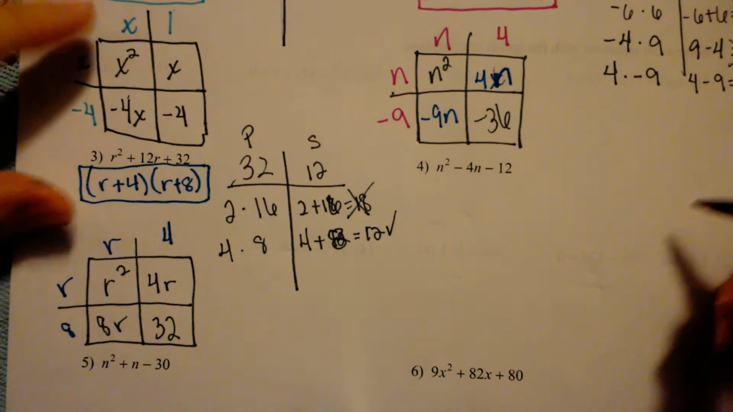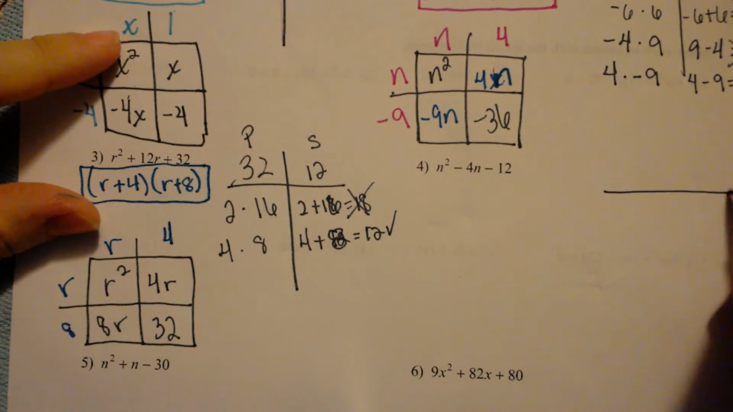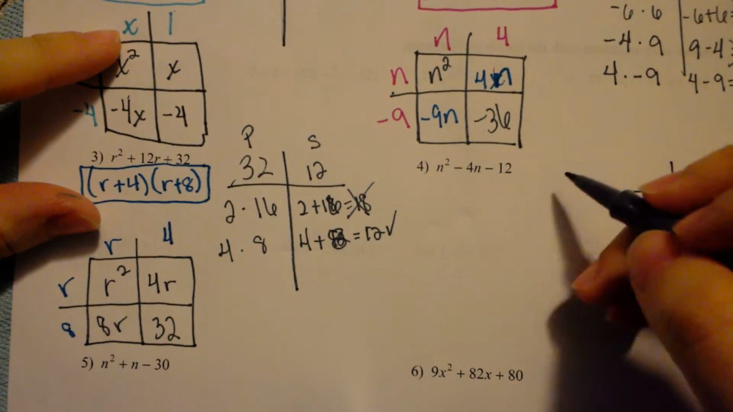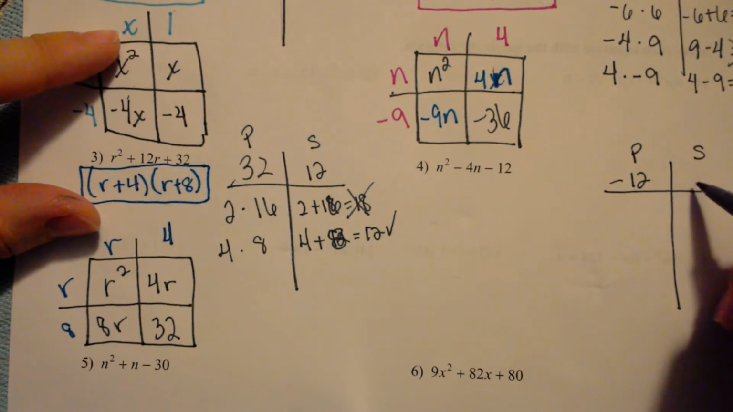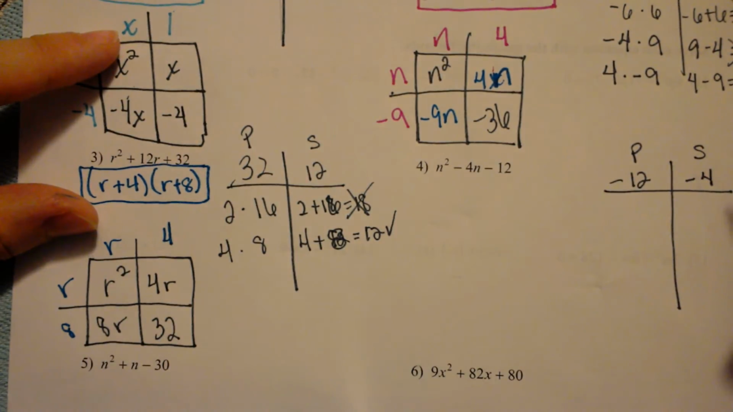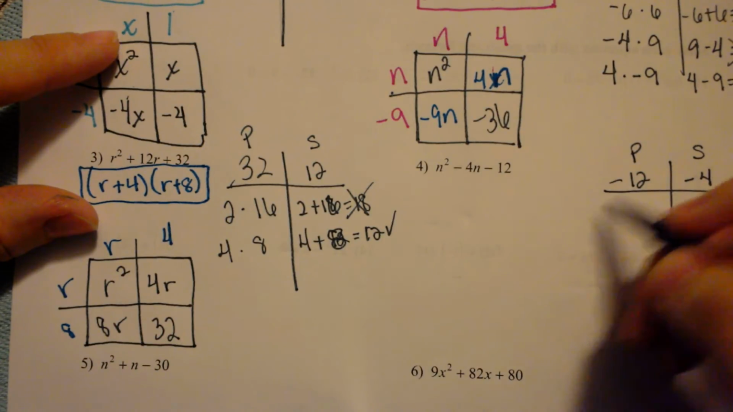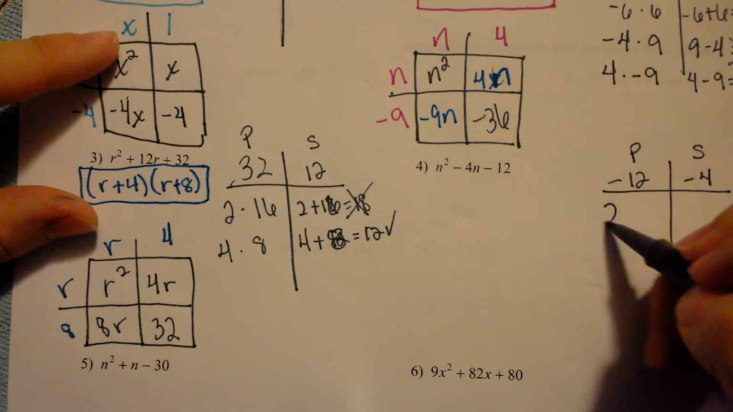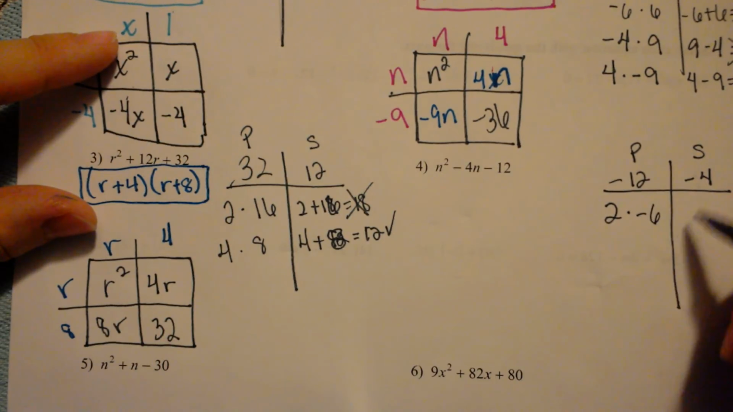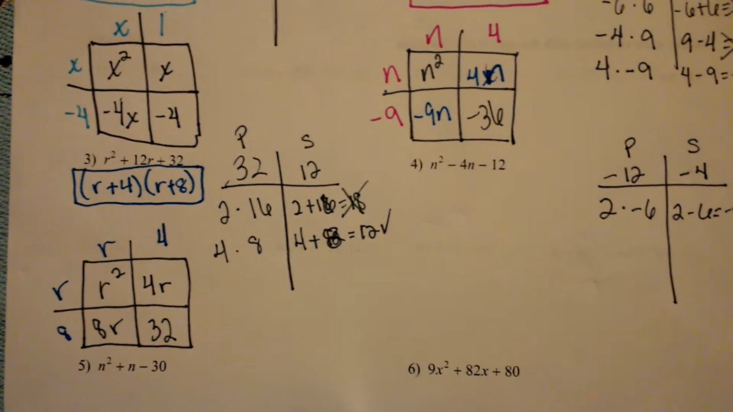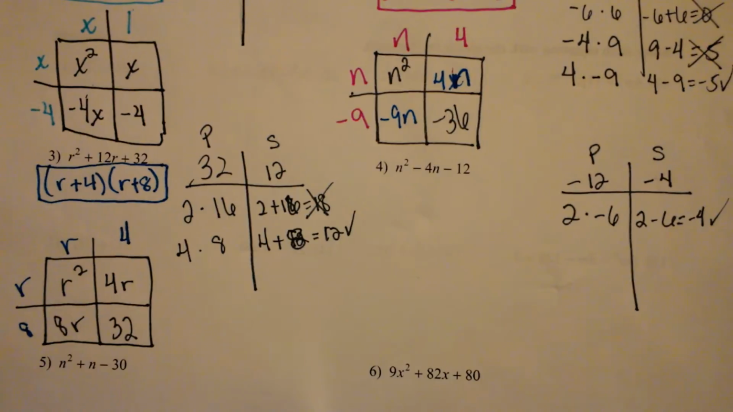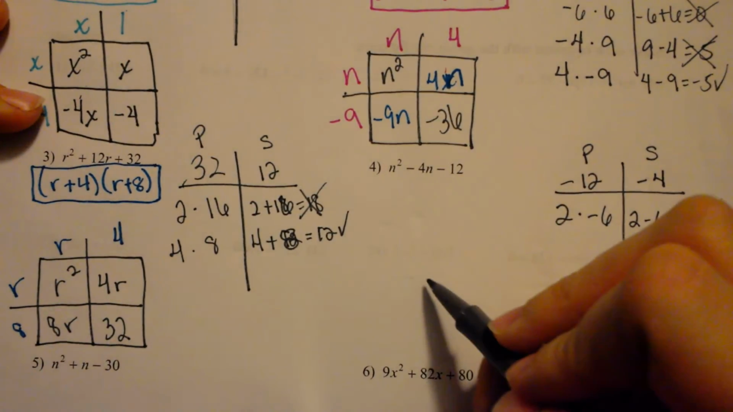So number 4, I need to multiply to get negative 12 and add to get negative 4. So I'm going to try 2 and negative 6. 2 minus 6 gives me negative 4. So those are my two numbers.